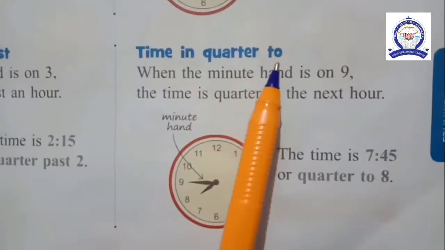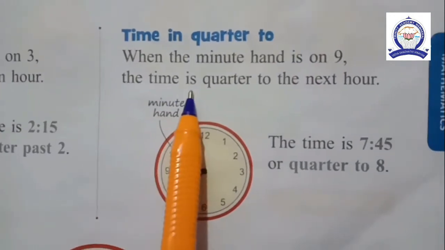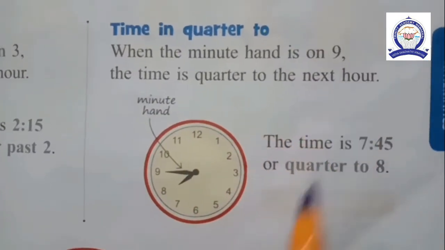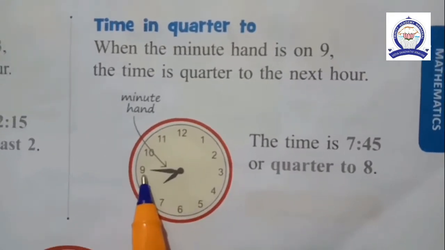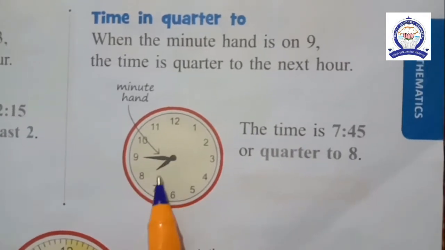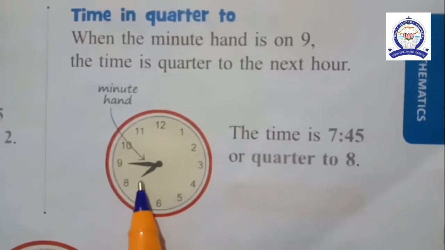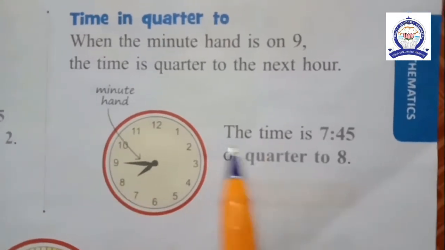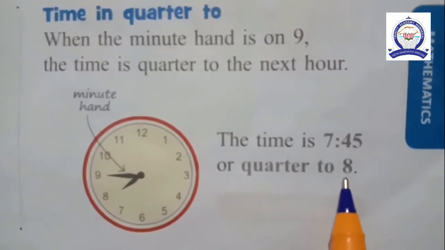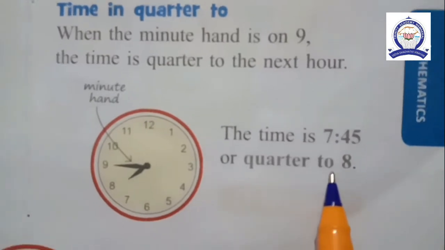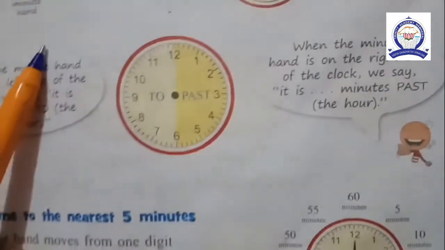Time in quarter to. When the minute hand is on 9, the time is quarter to the next hour. The small hand is in 7. The big hand is in 9. 7 o'clock 45 minutes. The time is 7:45 or quarter to 8. Is it clear children? Do you know the difference for these clocks? Okay. Next.